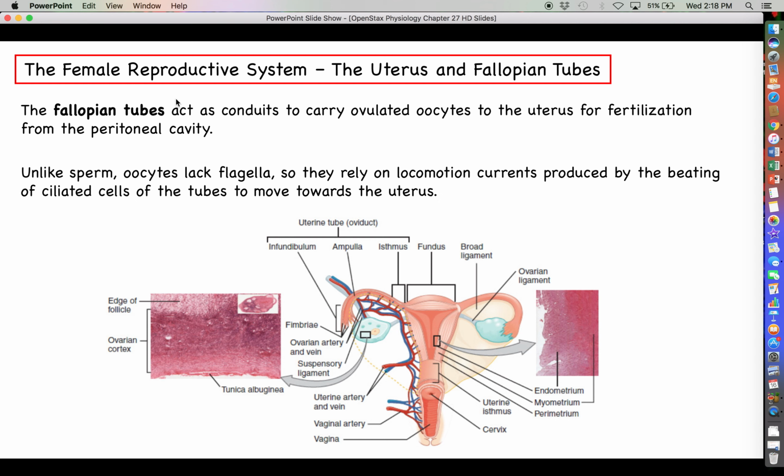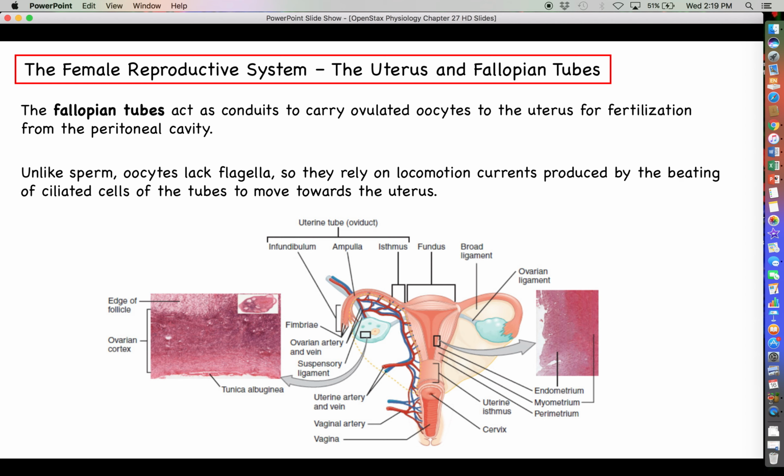So the problem here is that we need that ejected oocyte to migrate into the fallopian tubes and migrate through into the uterus. But the issue here is that oocytes don't have flagella like sperm do, so they can't exactly swim there. So they're basically just kind of going with the current here. Wherever the currents take them, that's where they're going to go.